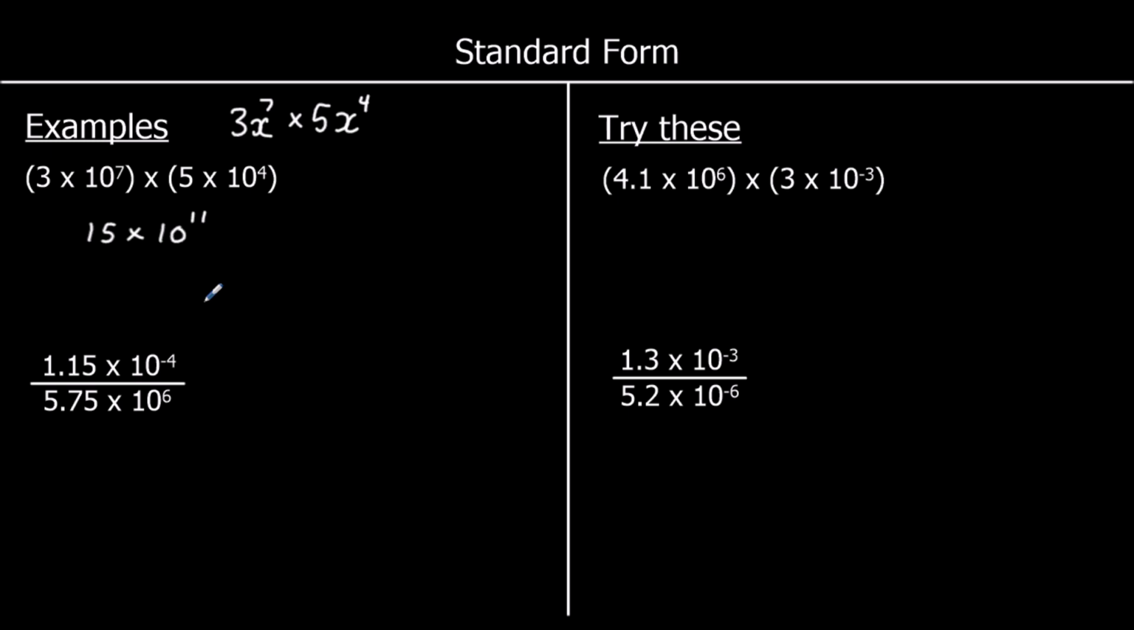That is correct, but it's not in standard form. Standard form has to be a number between 1 and 10. So 15 is not between 1 and 10, so we can change it into 1.5 times 10. 1.5 times 10 is 15, and then we've got times 10 to the power of 11. And if we've got 10 times 10 to the power of 11, that's actually 10 to the power of 12.